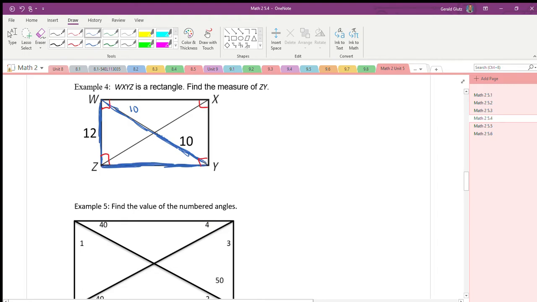ZY. Notice that the blue shape that I just drew is a right triangle. This length would be 12. I've got 10 and 10, so that would be 20 altogether, and we're trying to find this. If you have a right triangle with two sides that you know and one missing, you can use the Pythagorean theorem: a squared plus b squared equals c squared. 20 is the hypotenuse, so that has to go in c, so 20 squared. 12 squared, it doesn't matter where it goes.